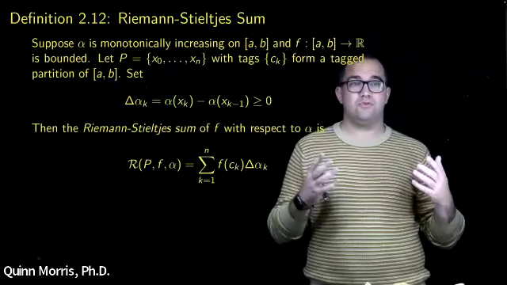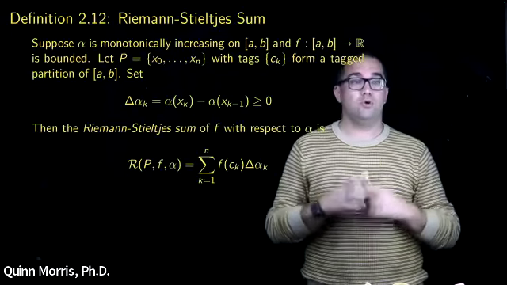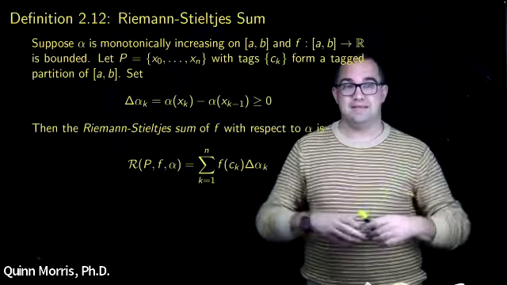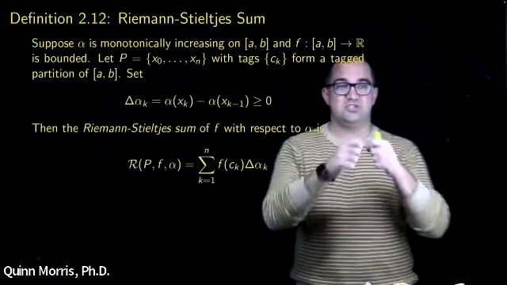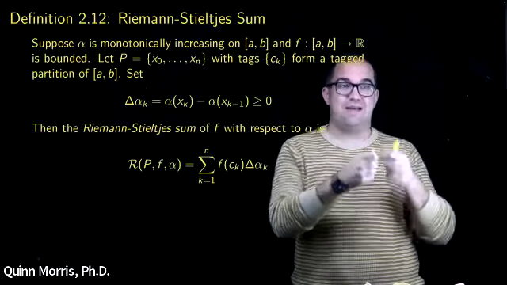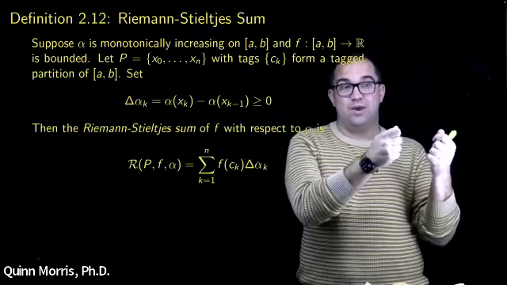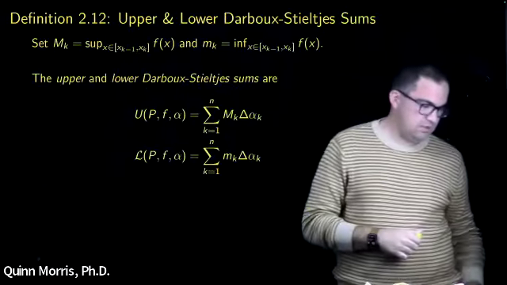Now, the running joke with the rest of this is that all the other definitions are going to change in exactly the same way. We're going to replace delta x sub k's with delta alpha k's, because the whole point of this integral is just to weight values on the x-axis slightly differently. So instead of having delta x k's weighting things, we need delta alpha k's weighting things.